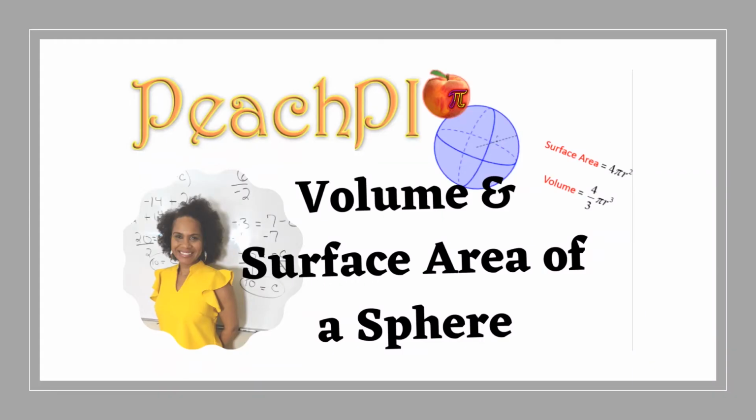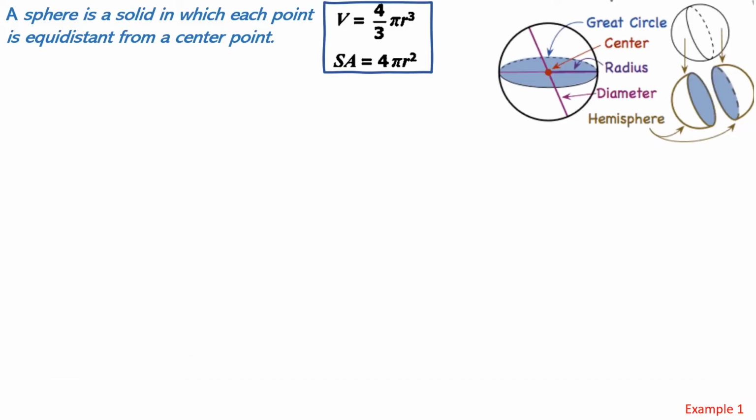In this lesson, we're going to learn how to find the volume and surface area of a sphere. So let's get started. Now, a sphere is a solid in which each point is equidistant from a center. And over here we have a sphere. You can think of a sphere as a basketball or a beach ball. Those are spheres. And so we've labeled each part here.